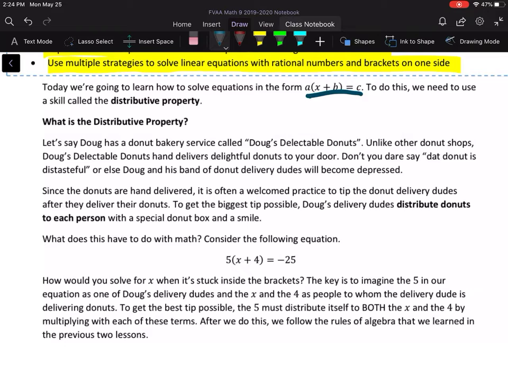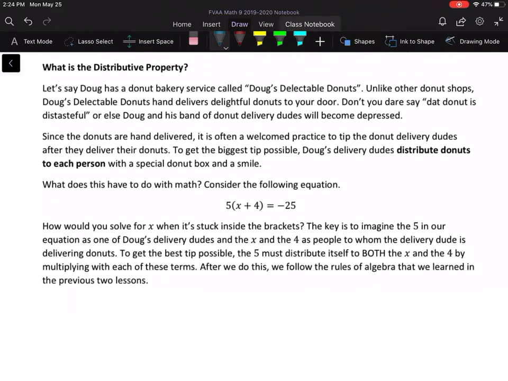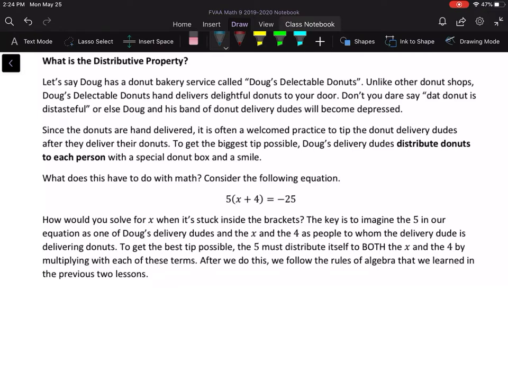So what does this have to do with math? That's quite a mouthful. Well, consider the following equation: 5(x + 4) = -25. How can you solve for x when it's stuck inside of the brackets? The key is to imagine the 5 in our equation as one of Doug's delivery dudes, and the x and the 4 as people to whom the delivery dude is delivering donuts. To get the best tips possible, 5 must distribute itself to both the x and the 4 by multiplying with each of these terms. After we do this, we follow the rules of algebra that we learned in previous lessons.